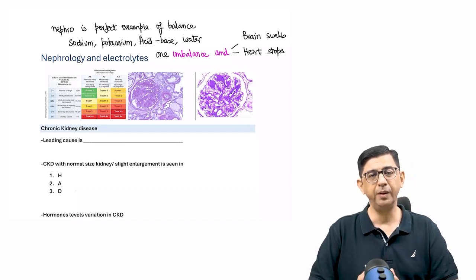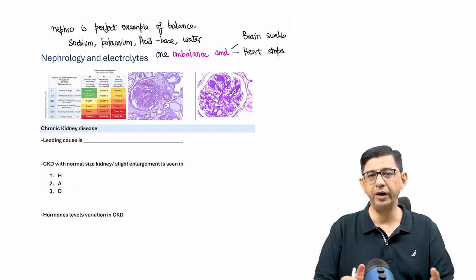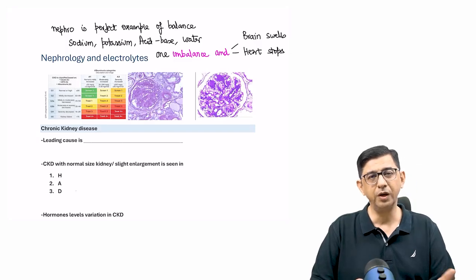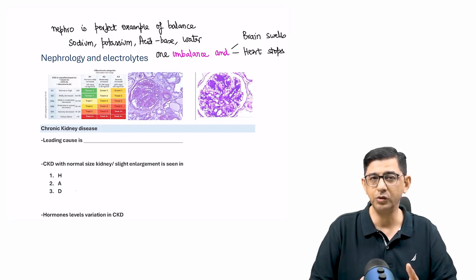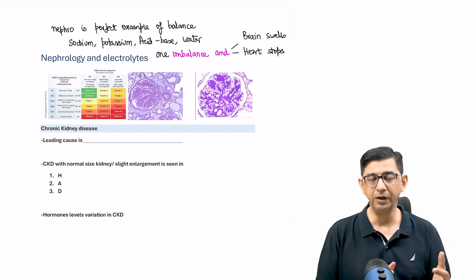Kidneys are a perfect example of maintaining balance. Whether it's sodium, potassium, acid-base, or water, any slight aberration in the normal values can contribute to cerebral edema, that is brain swelling, or an imbalance of potassium can cause the heart to stop. So kidneys are that perfect example of both hard work and balance.